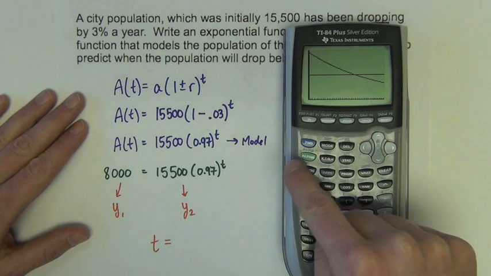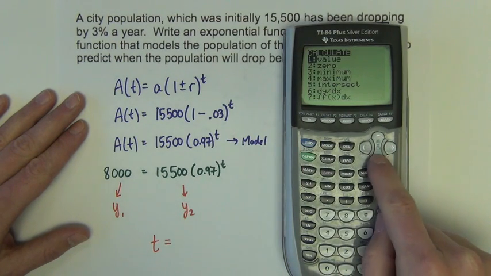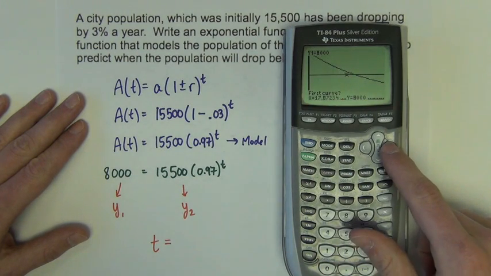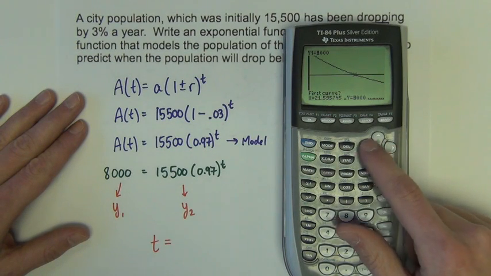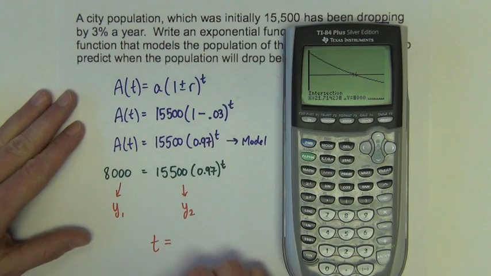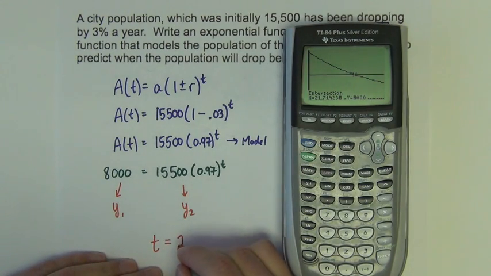So now we need to find that intersection point. And the steps again are to hit second, trace. You want number 5, intersect. You just bring that cursor right on top of the intersection point, as close as you can visually get, and just hit enter 3 times. And I've got an x value of 21.171. I'll just use 2 decimal places, so about 21.17 years.